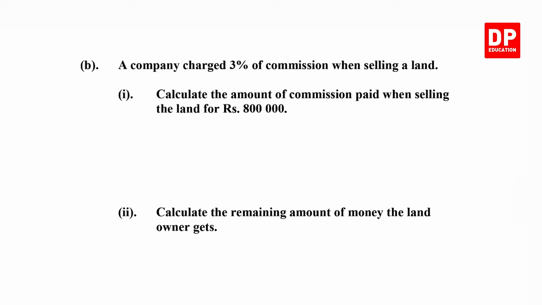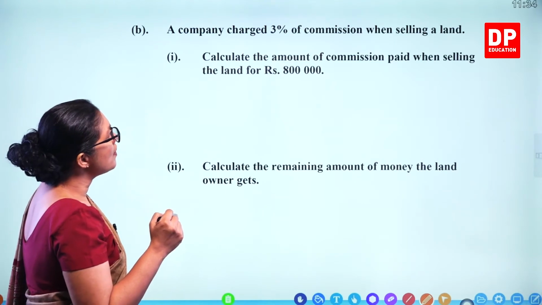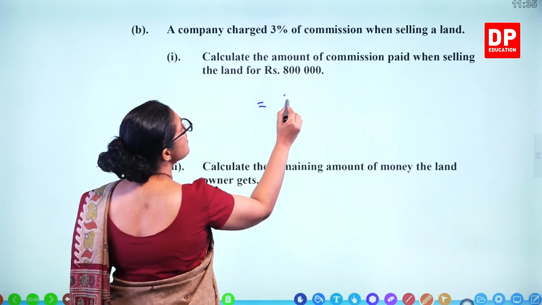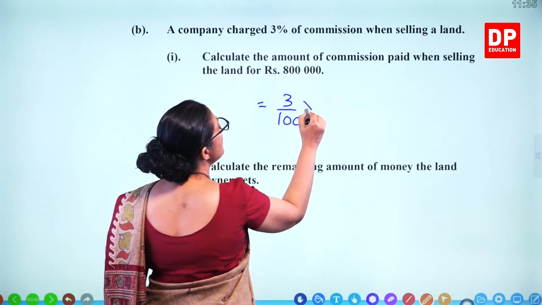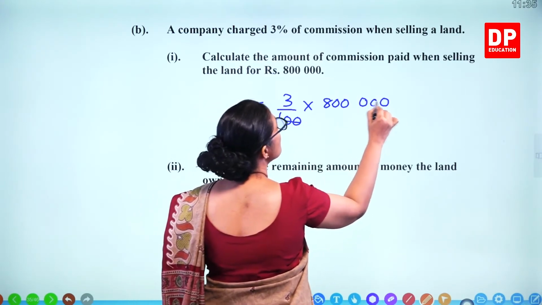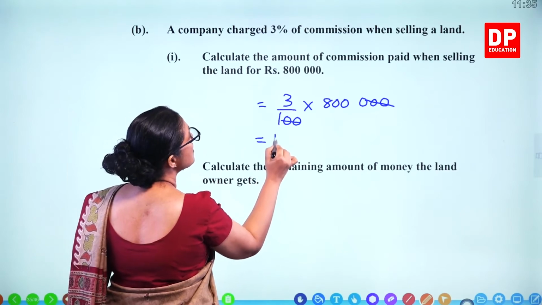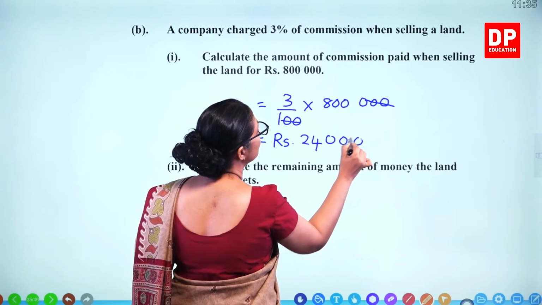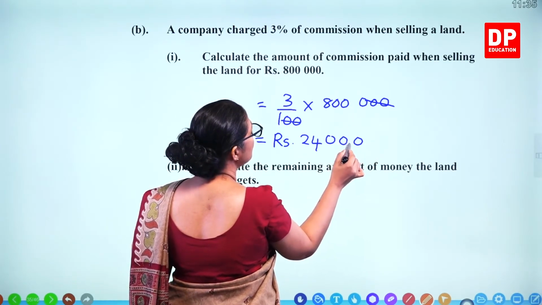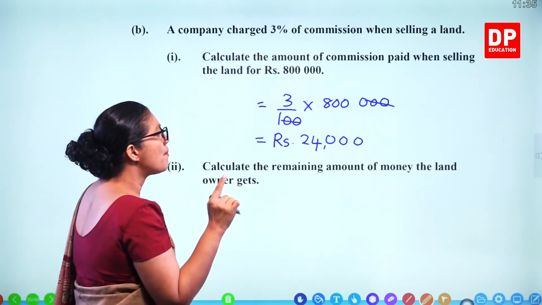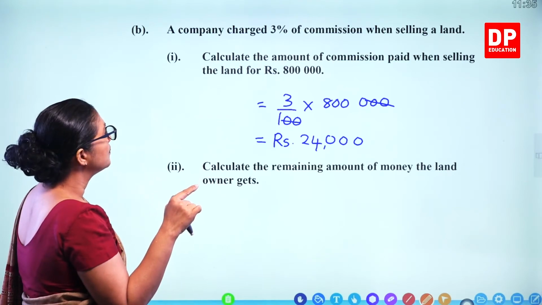Part B, a company charged 3% of commission when selling a land. Calculate the amount of commission paid when selling the land for 800,000. So 3% of that, 3 over 100 into 800,000. 2 zeros get cancelled out. You get 3 times 8, 24 and 3 zeros. 1, 2, 3. 24,000 rupees. Calculate the remaining amount of money the landowner gets.